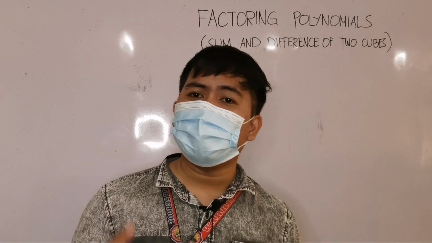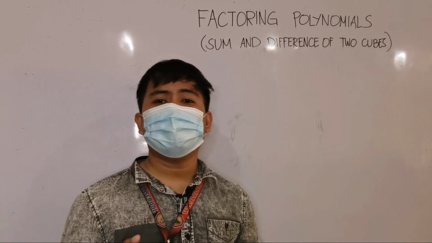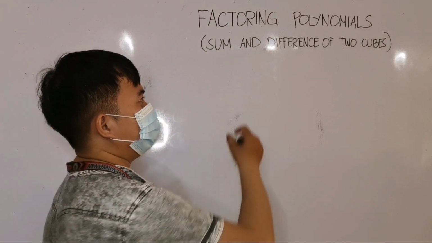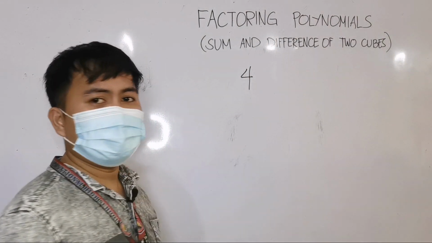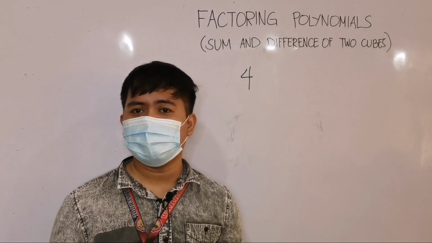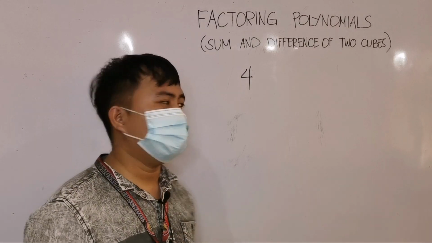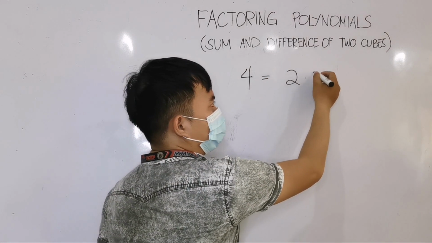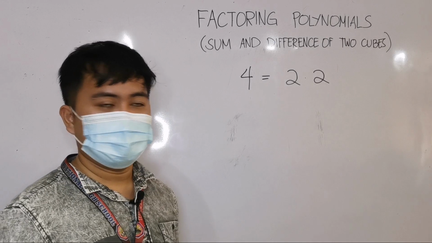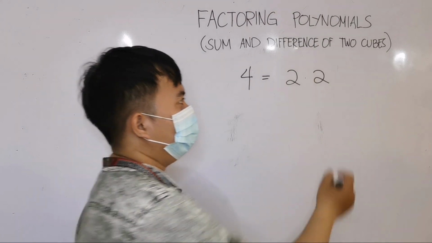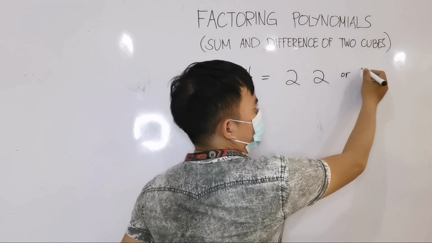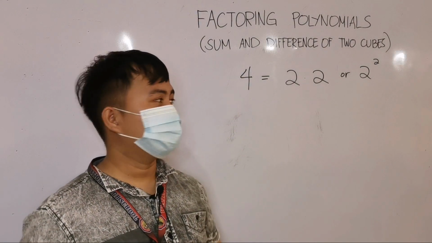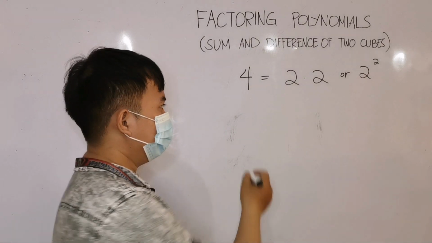Kung naalala niyo po yung lecture natin last time, patungkol po sa perfect square, halimbawa na lang po ng perfect square is 4. Bakit sinabing 4 is a perfect square? Dahil ang mga factors ng 4 ay dalawang magkakaparehong number, which is 2. 2 times 2, or pwede nating isulat na 2 raised to the power of 2. So 4 is a perfect square.